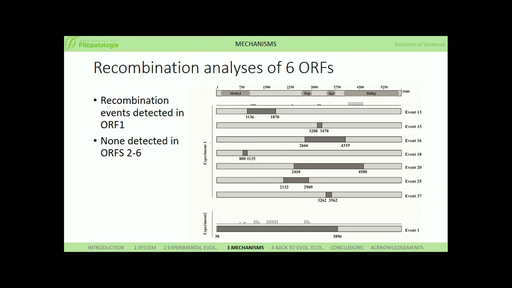Recombination, then, another analysis. Looking for recombination sites, a number of them are mapped here in that first ORF, here in the second experiment, but none detected in ORFs 2 to 6, not shown here, because there's nothing to show.